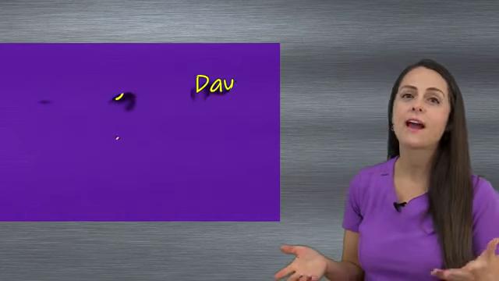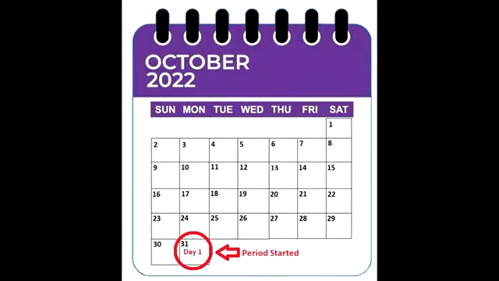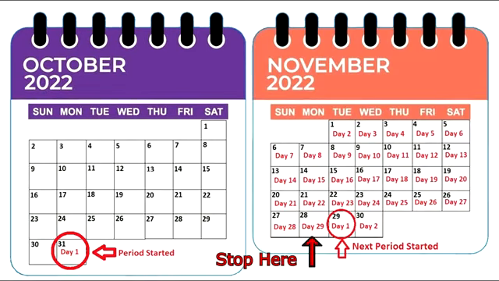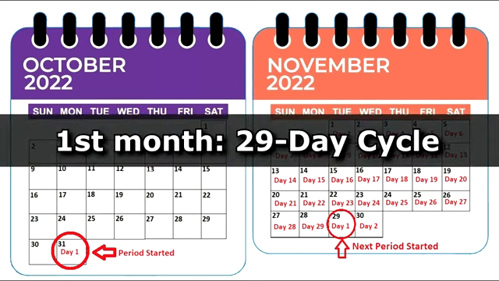So to help us understand how to calculate menstrual cycle length, let's do this example. Here, our first month period started October 31st, and that is cycle day 1, and we're going to keep counting until November 28th, which is the day before that next period, which started on November 29th. And this will give us the cycle length for that month to be 29 days.